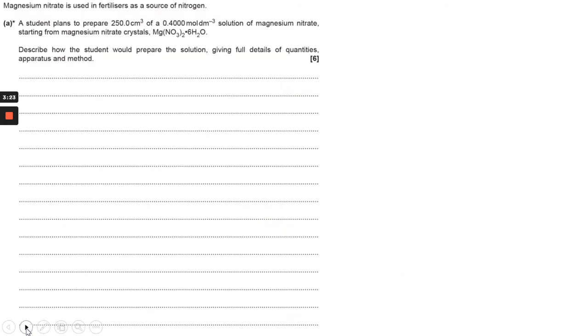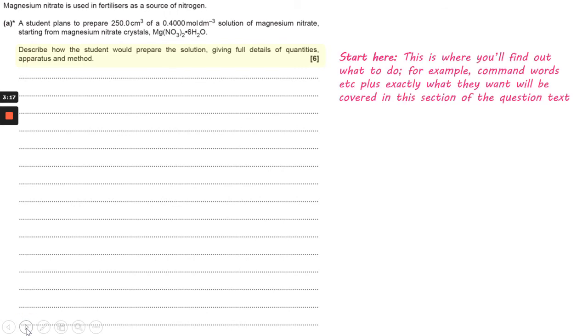So looking at the question, the command word is describe, so go straight to the instructions and start there. It's where you'll find out what to do, and the command words plus exactly what they want will be listed in that part of the question text, right next to where they have the marks allocated, so here in other words. Looking at what I've highlighted, you've got quantities, apparatus, and method. Those are the 3 things you want to talk about.